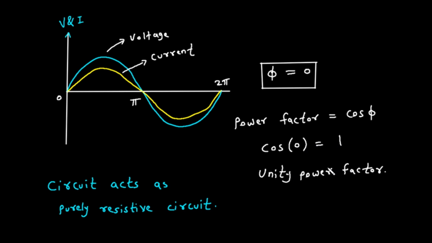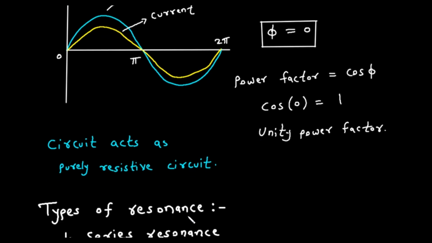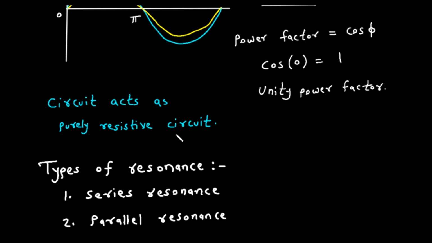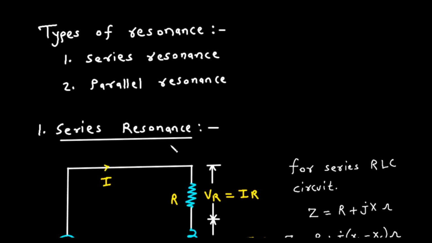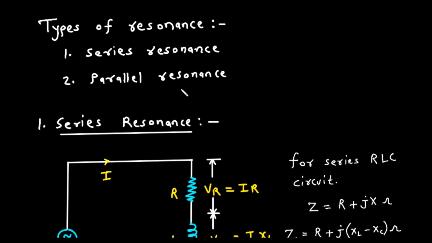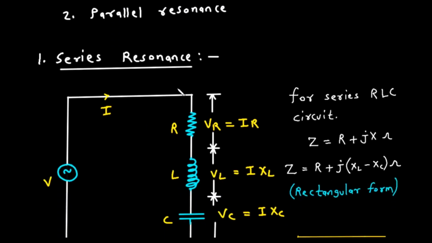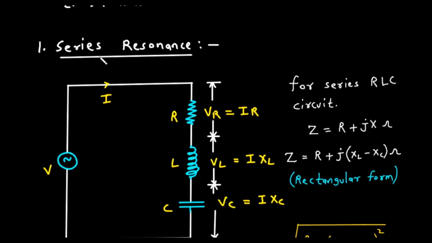This is the ideal situation. It means all the power being supplied to the circuit is being used to do useful work. At resonance, the circuit acts as if it were a purely resistive circuit, meaning the inductor and capacitor's effects have completely vanished from the perspective of the power source. There are two main types of resonance we study. First, series resonance. And second, parallel resonance. In this video, we will be focusing entirely on the first type, series resonance.